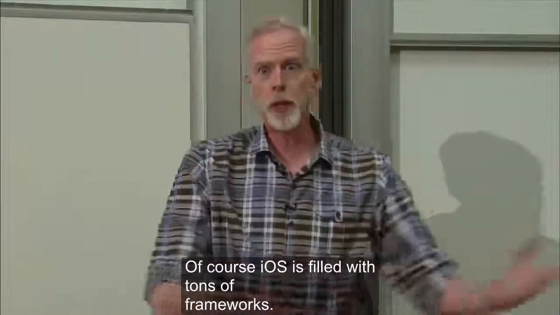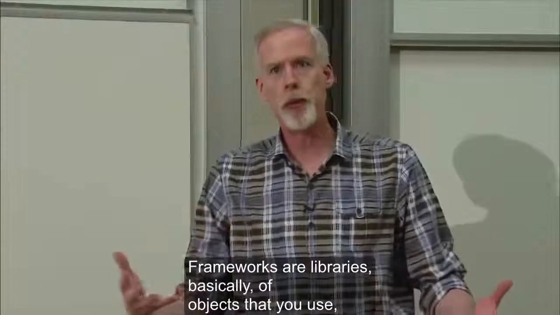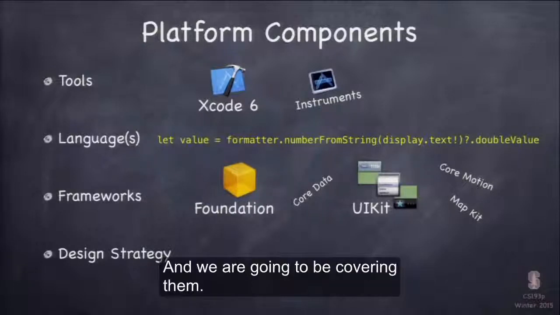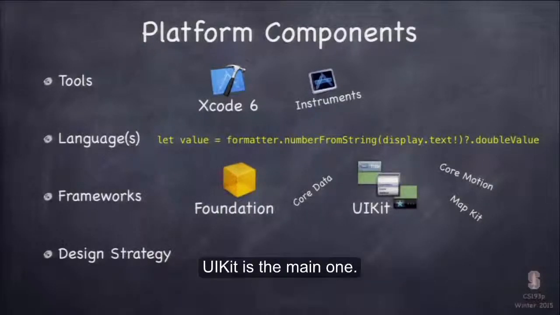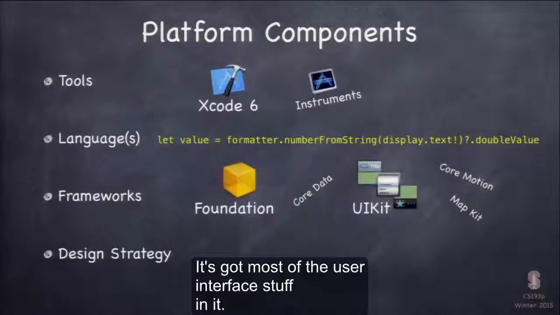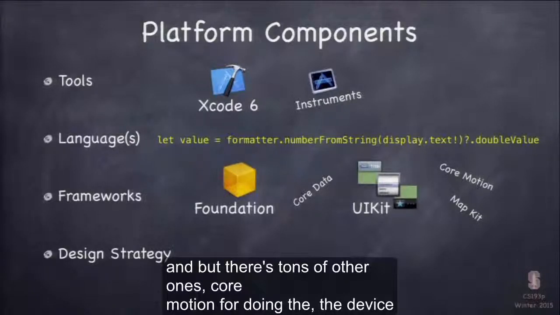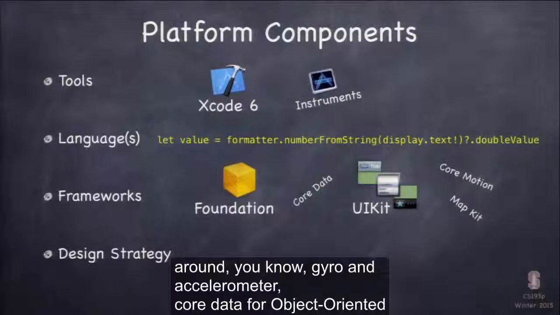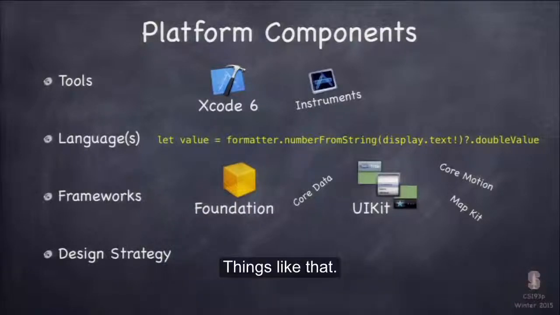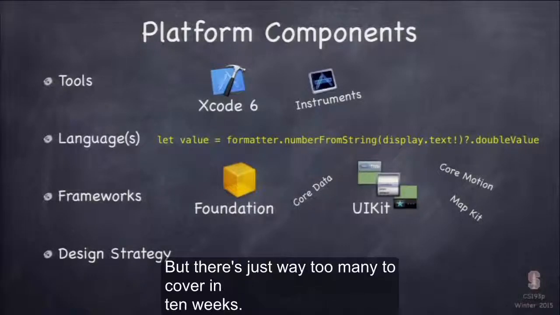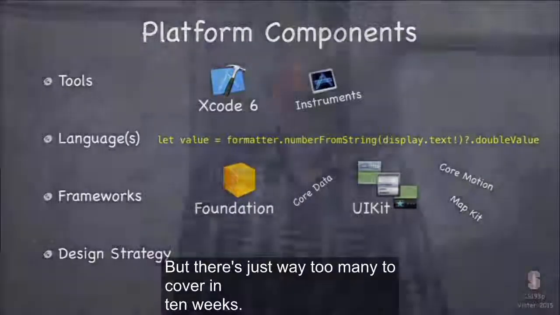Of course, iOS is filled with tons of frameworks. Frameworks are basically libraries of objects that you use as building blocks to build your application, and we are going to be covering them. UIKit is the main one. It's got most of the user interface stuff in it. Foundation is that core services layer that I was talking about. But there's tons of other ones. Core Motion for the device moving around, gyro and accelerometer, Core Data for an object-oriented database, things like that. So I'll get to as many of those as I can, especially the big ones, but there's just way too many to cover in 10 weeks.